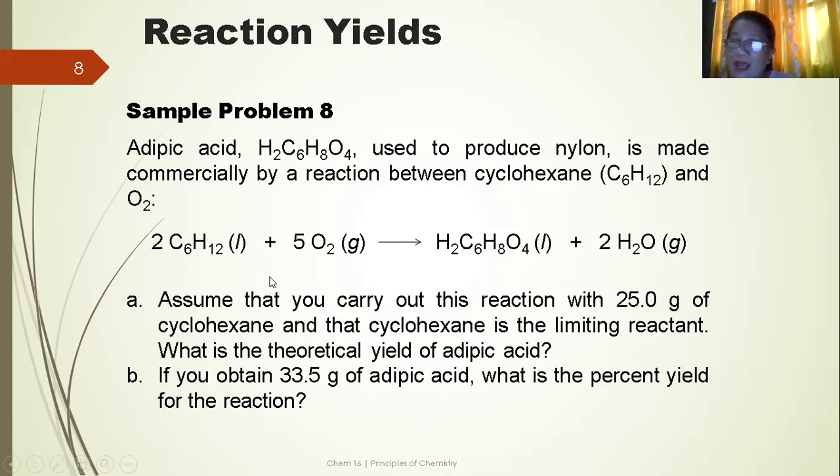This equation is balanced, wherein that is the cyclohexane added with oxygen, you will form adipic acid, which is this formula, and water. So letter A, assume that you carry out the reaction with 25 grams of cyclohexane, 25 grams of this. And that cyclohexane is the limiting reactant. What is the theoretical yield of adipic acid? So therefore, let us solve it here.